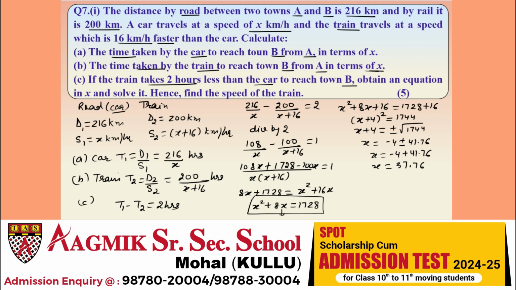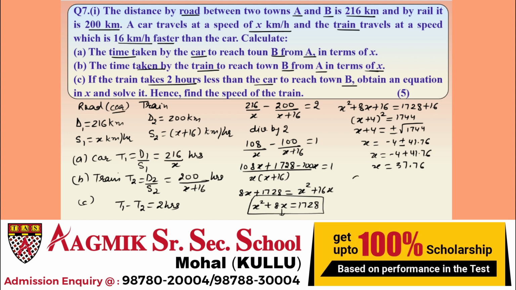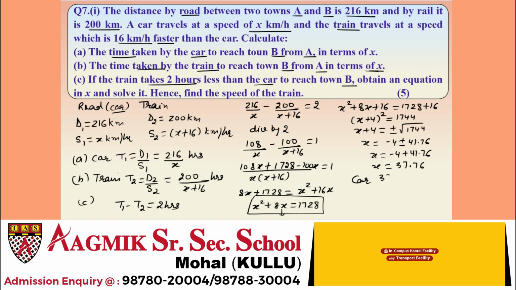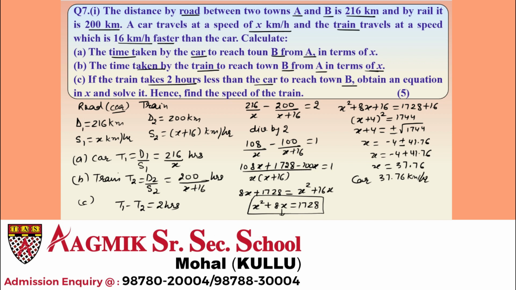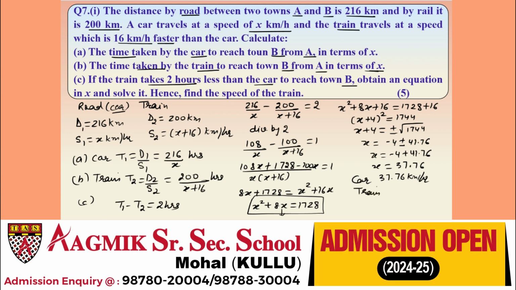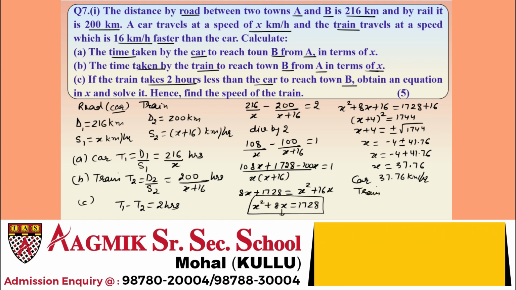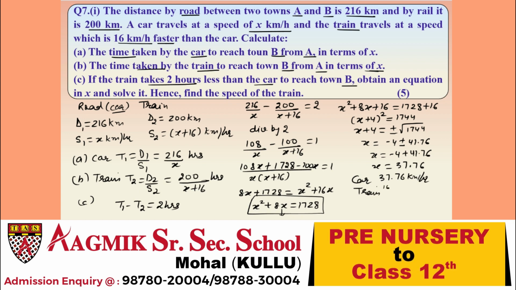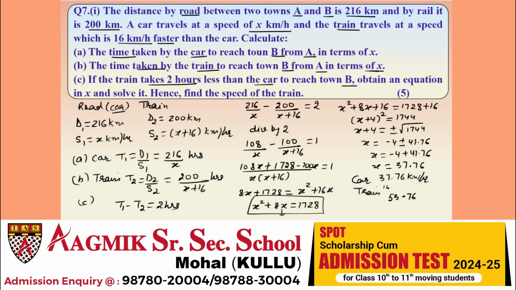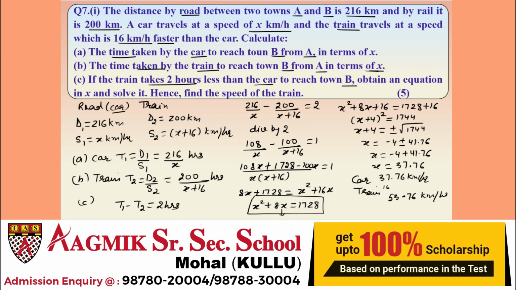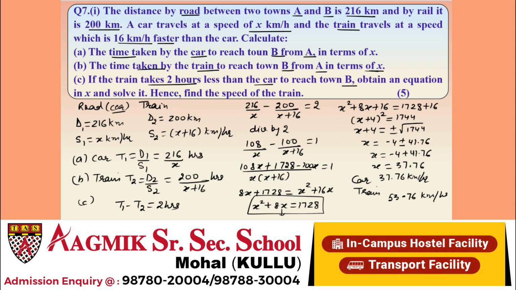Now x was the speed of what? Of the car. We need to find the speed of the train. So the car has speed 37.76 kilometers per hour, right? And for the train, you need to add 16 to it. So you add 16 to it, and that will be 53.76 kilometers per hour. So this is the speed of the train, right? So these were the three parts of this question.